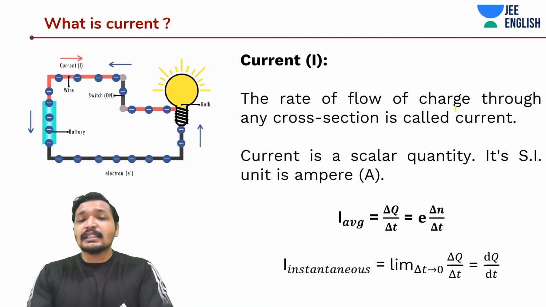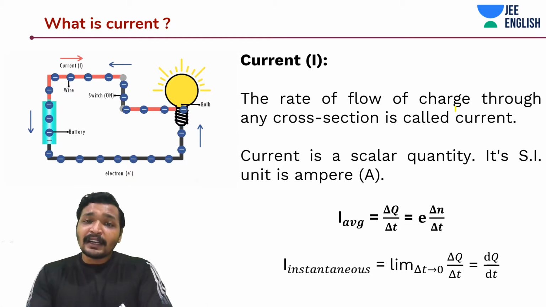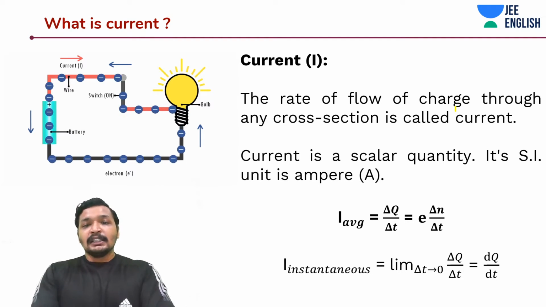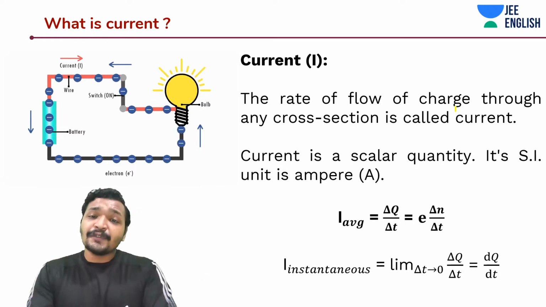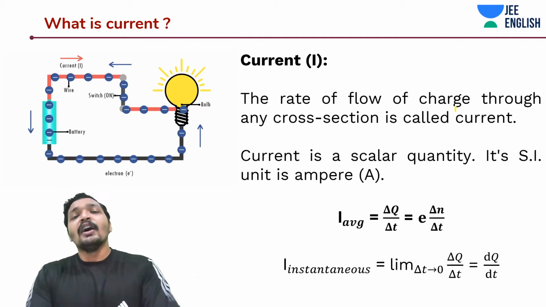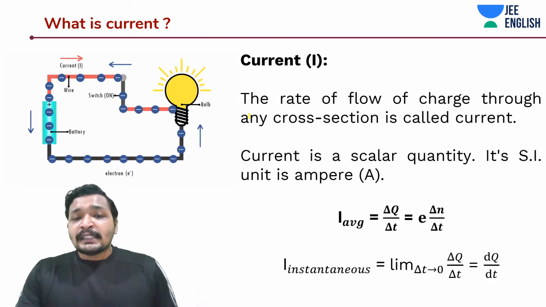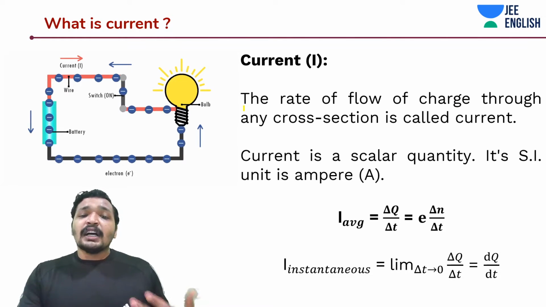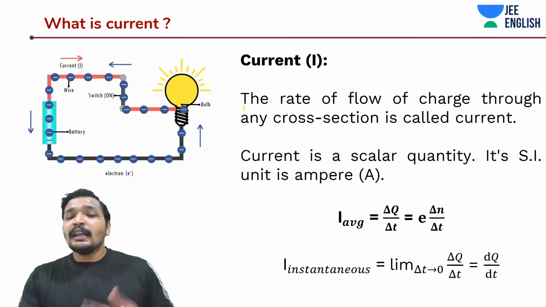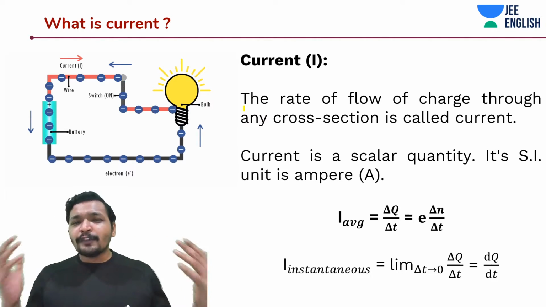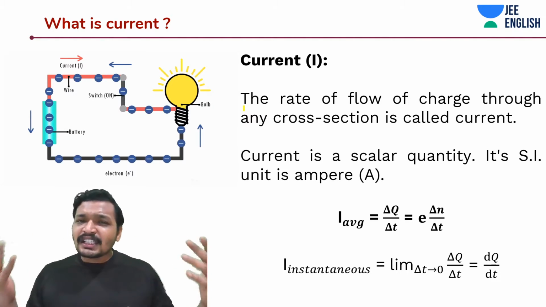That is current, guys. It's one of those fundamental physical quantities which we have been using to assess things in our daily life. Basically the definition is the rate of flow of charge through any cross section is called current. In simple terms, it is the rate of flow of charges through any cross-sectional area.